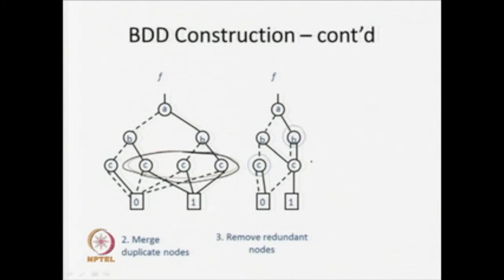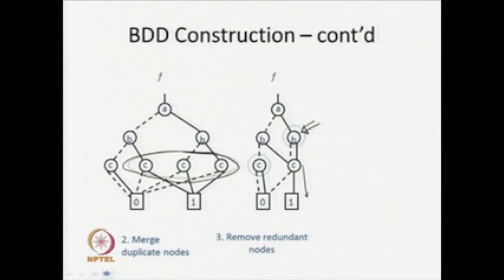So, in this particular case, if you look at this node B, when B equal to 0 I am coming to C, and when B equal to 1 I am also coming to C. That means whether B equal to 0 or 1 is immaterial, we are going to evaluate this particular sum function. Similarly, when I look into this C, if C equal to 0 the functional value is 0, and C equal to 1 the functional value is also 0. So again it is immaterial on the decision of this particular C.